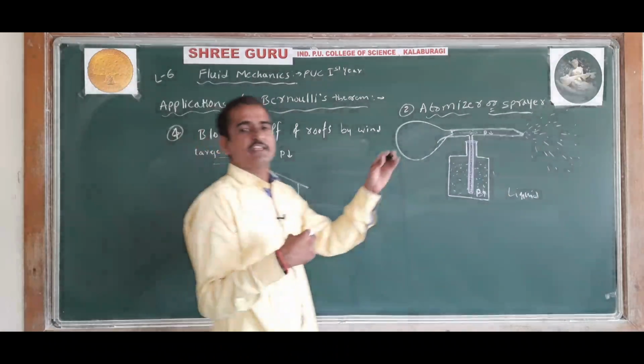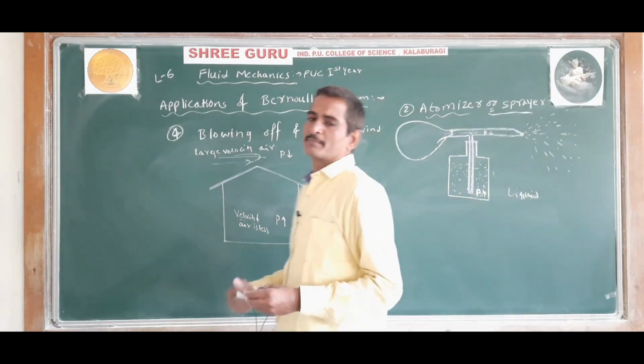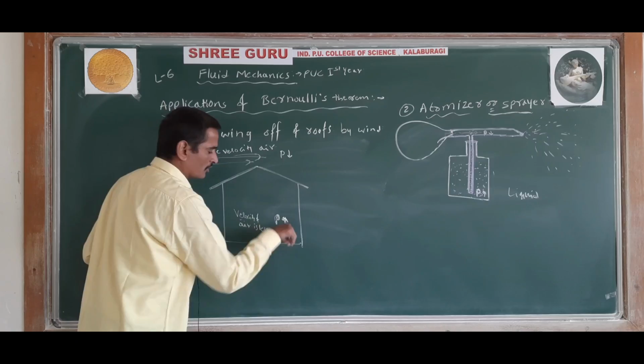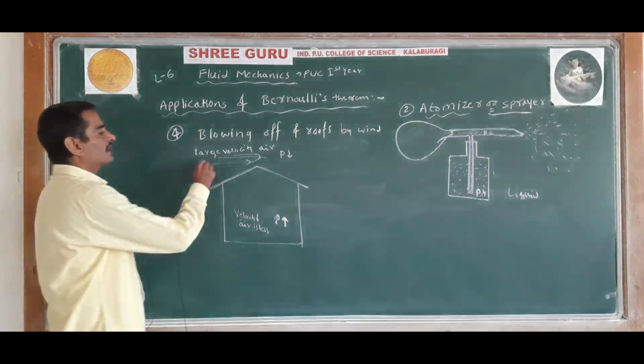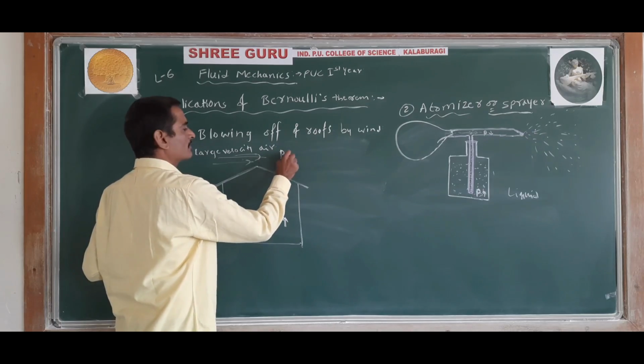Where velocity is more, there pressure will be less. Where velocity is less, there pressure will be more. So here the velocity of air is less, so pressure will be more according to Bernoulli's principle. And here the velocity of air is large, so pressure will be less.